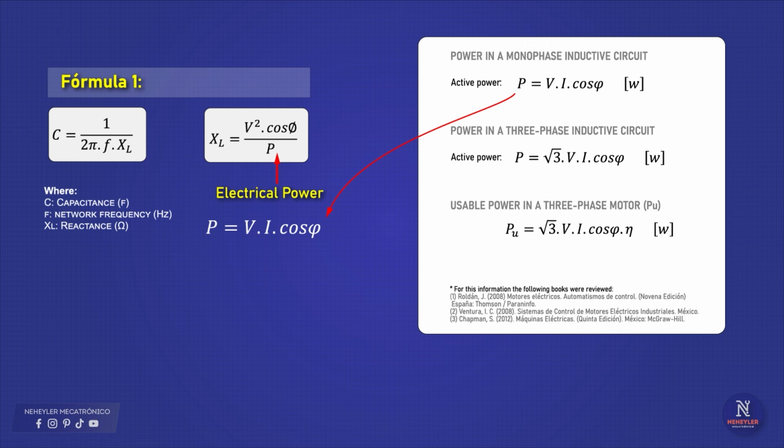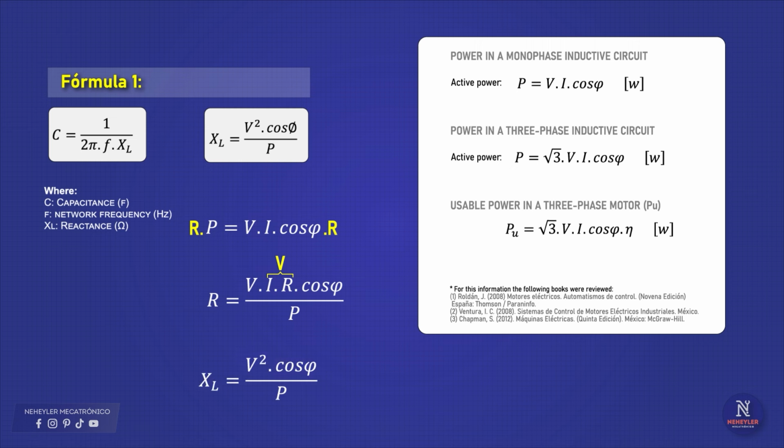If we multiply this by the resistance on each side and pass the power to the denominator, we obtain the following equivalence. But, let's remember that voltage is current times resistance according to Ohm's law. So it can also be represented as voltage, and from there we get the voltage squared in the equation. Reactance is measured in ohms, so it is replaced by resistance.